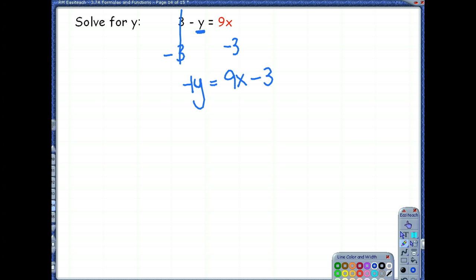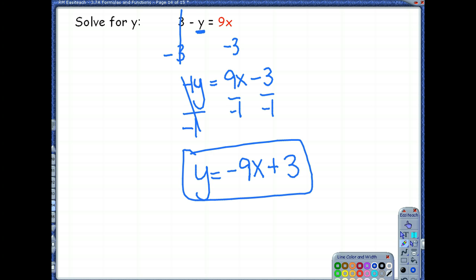The y is almost by itself, but I still need to get rid of that negative 1. So I'm going to divide both sides by negative 1, each piece. And I'm left with y, and a positive divided by a negative is going to give me a negative 9x. And our negative divided by our other negative is going to give me a positive 3. So y will equal a negative 9x plus 3.